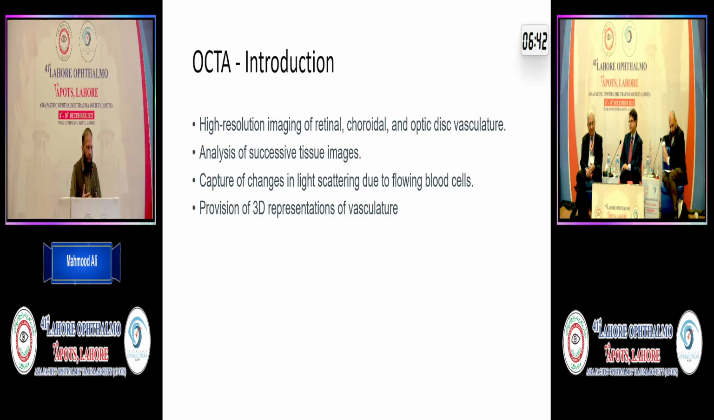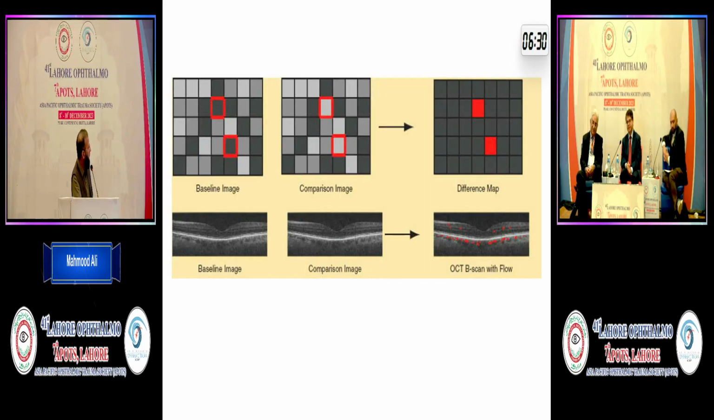It basically analyzes successive images of the same tissue, and then it captures the changes in the light scattering. So this is one image and then the second image of the same tissue, and then the machine analyzes the changes in the reflectivity. These changes are detected, and this is thought to be because of the movement of the erythrocytes in the blood vessels. So these are marked as blood vessels.